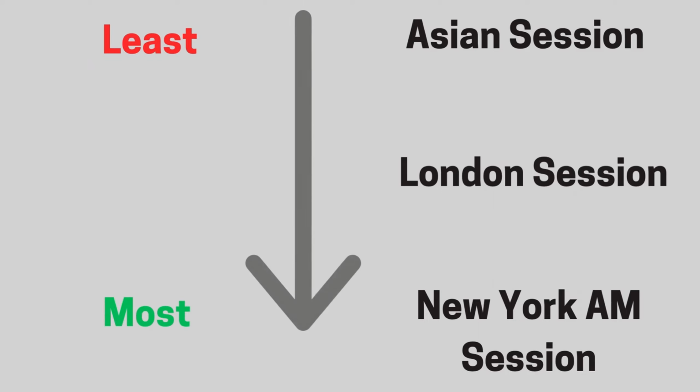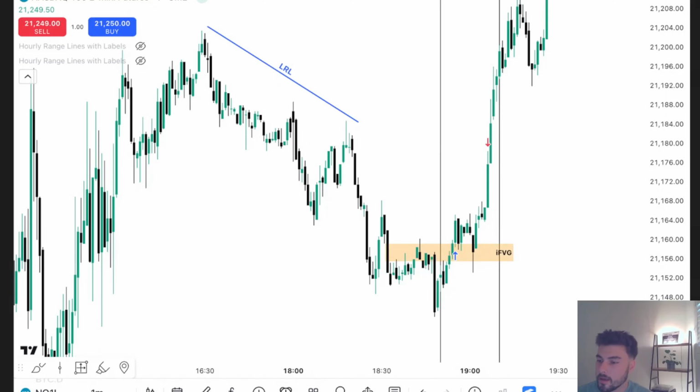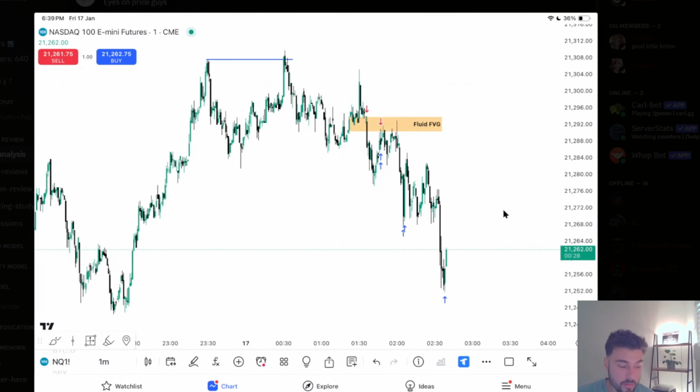From the least to the most volatility, we've got the Asian session as the least and the New York AM session as the most. Now, this is really important. I've traded all sessions and all sessions have their own volatility. Just to illustrate this point further, here is an example of a trade that I've taken during the Asian session between a macro of 650 and 710. Here is an example of a trade I've taken between the 1250 to 110 macro. And here is an example of a trade that I've taken during the London Open session.